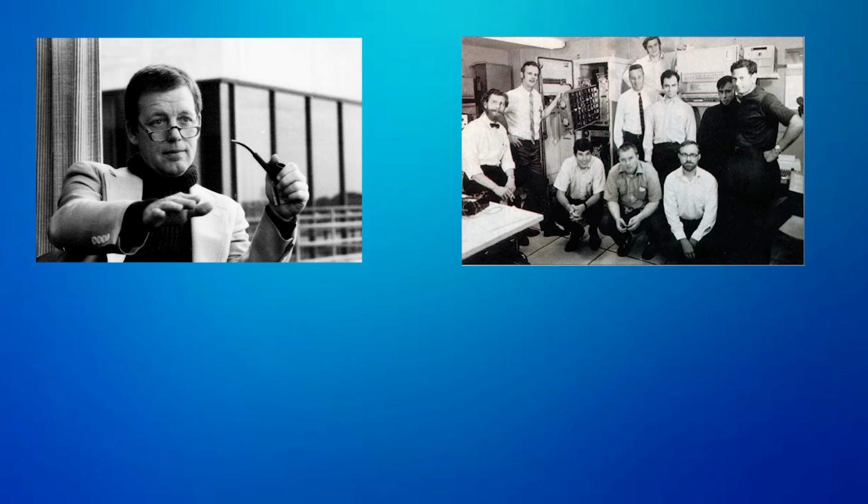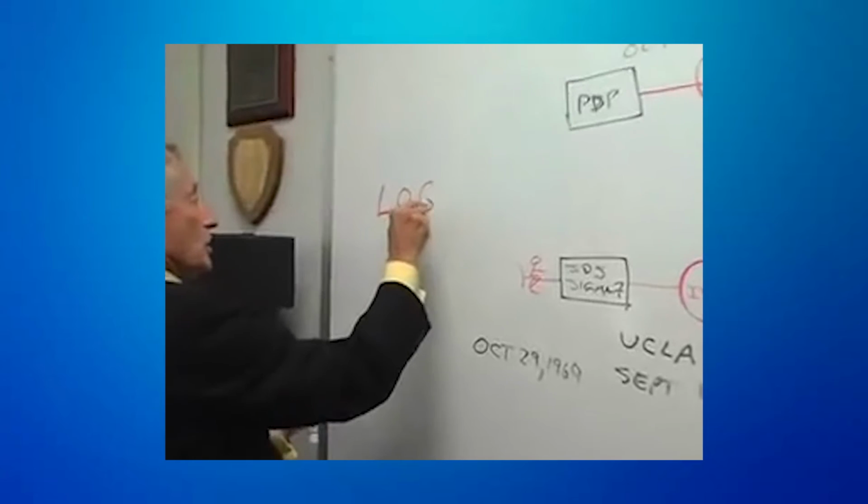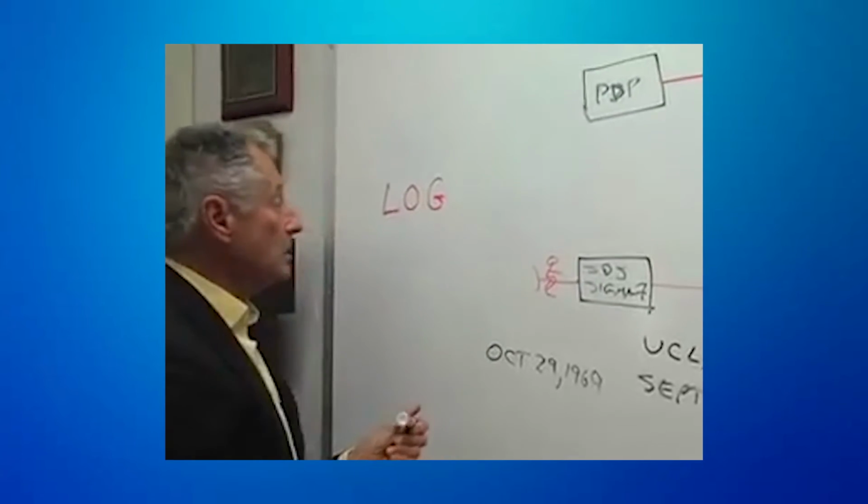With little to no planning, Bob Taylor and his team used packet switching technology created by Paul Baran and set up nodes at UCLA and Stanford Research Institute, and proceeded to send signals to spell login.